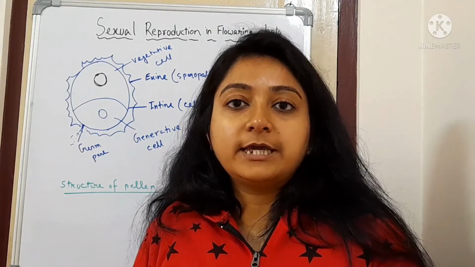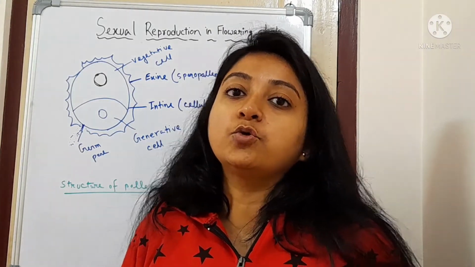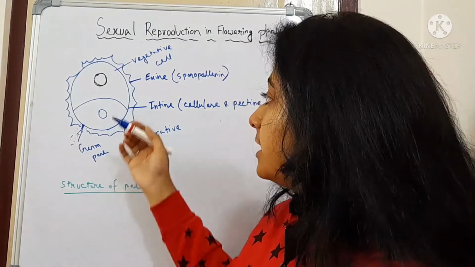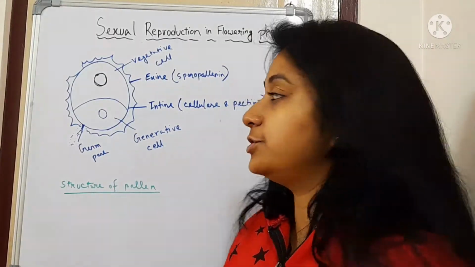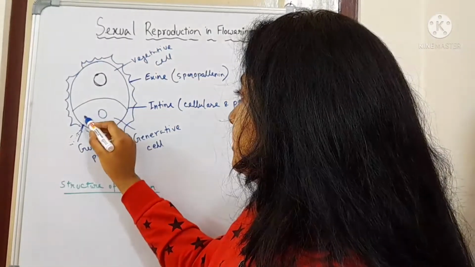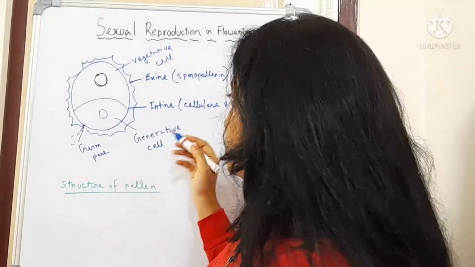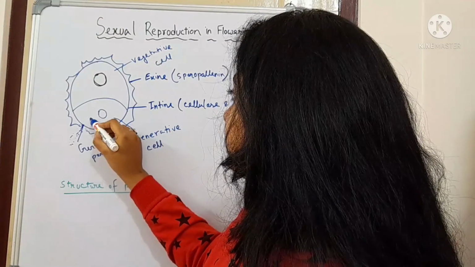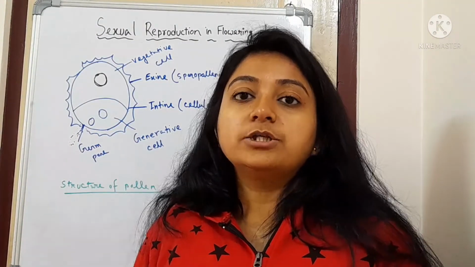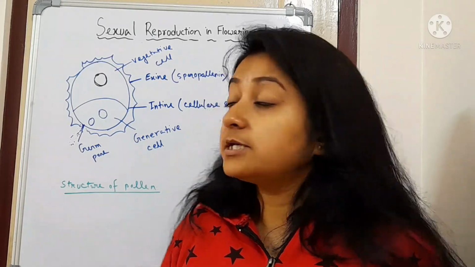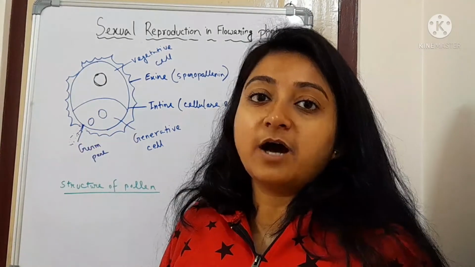But in a few cases the pollen grains can show further division. Sorry, that is not cell division, that is nuclear division. So this generative cell nucleus can divide mitotically and give rise to 2 nuclei, which are considered the male nuclei. And these 2 nuclei are very important.